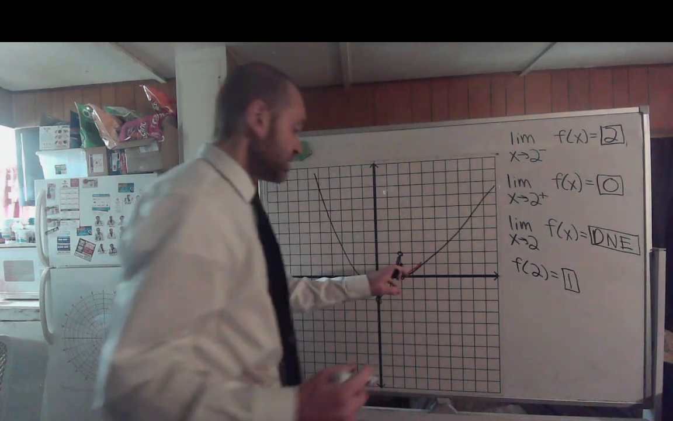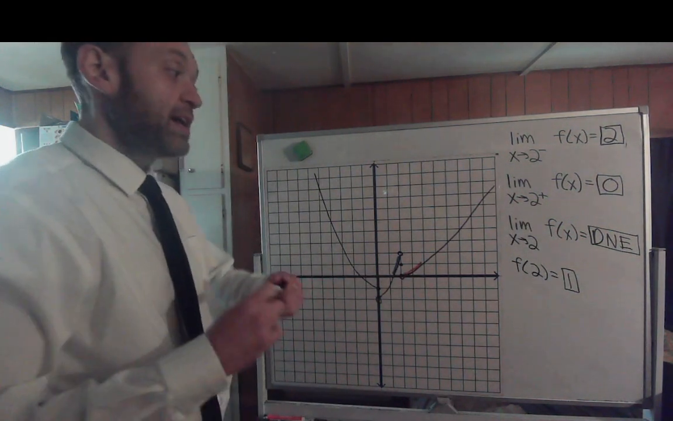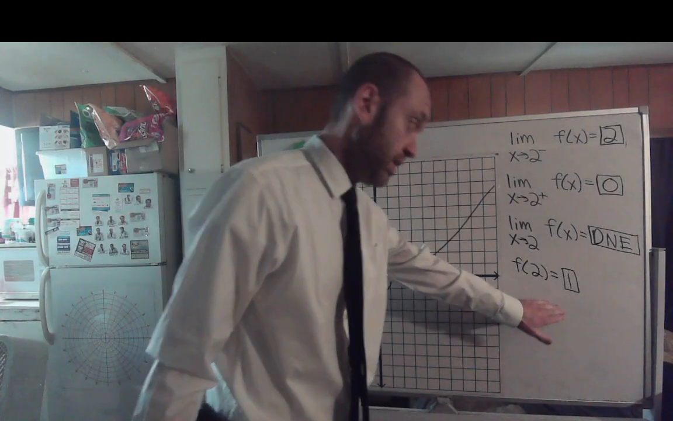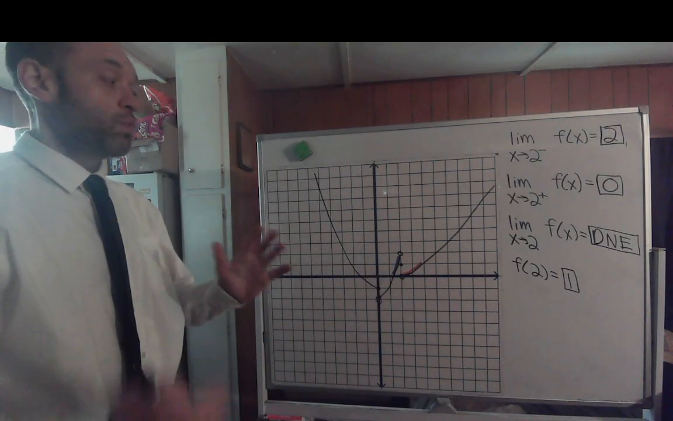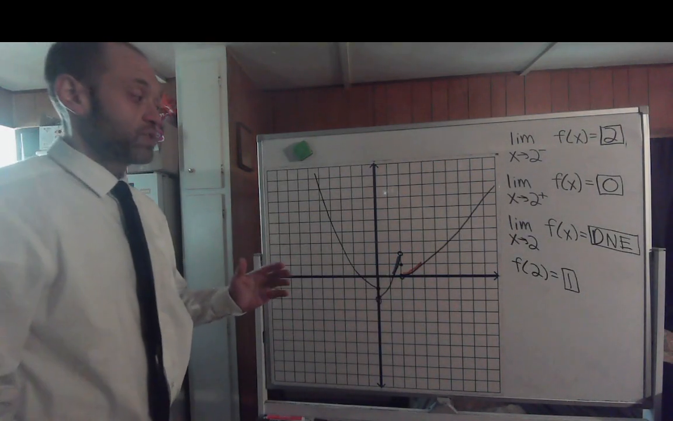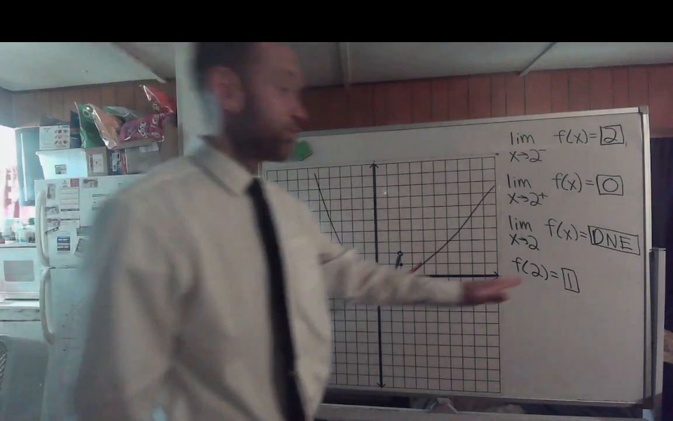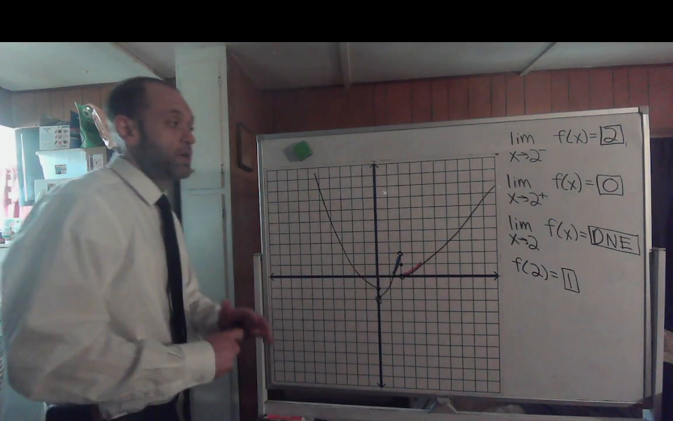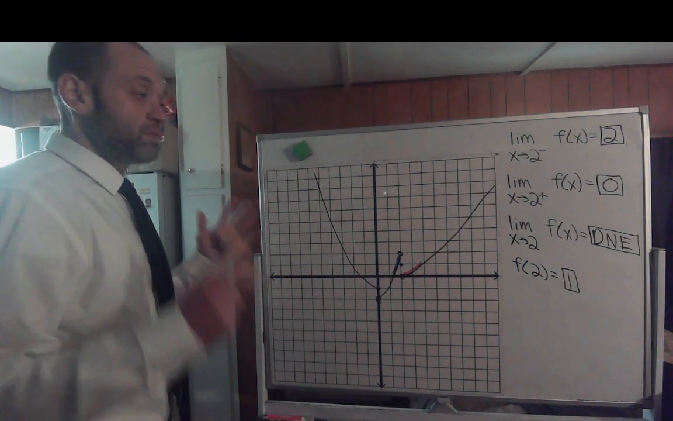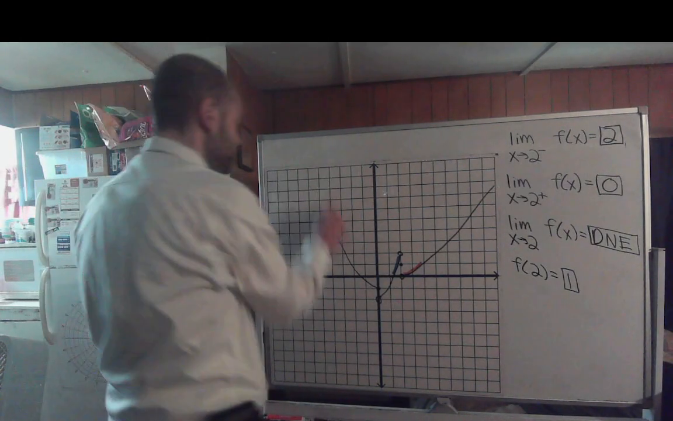Because you have a solid dot at y equals 1, f of 2 itself equals 1. You have to go by the solid dot for what the function value actually is. So once again, this proves that direct substitution does not always work. Alright, so those are graphic examples.